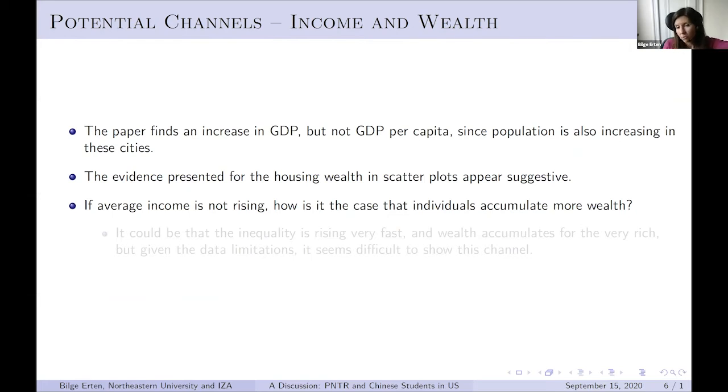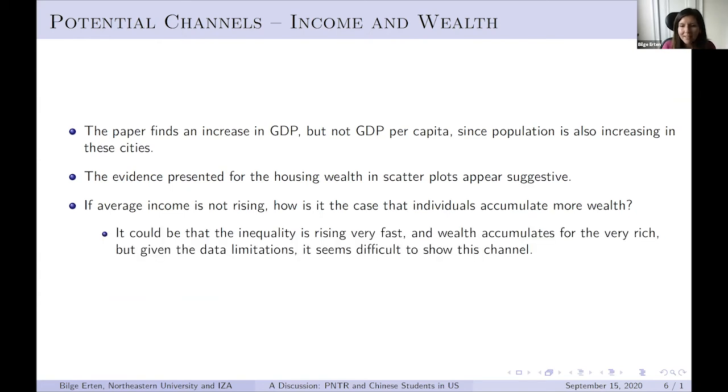Is it the case that individuals accumulate more wealth? There's a discussion of this in the paper, but I think it could be useful to show more evidence of this. It could also be that inequality is rising very fast and this wealth is accumulating by the very rich.